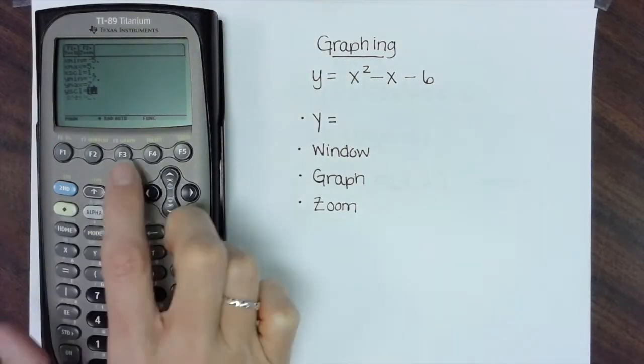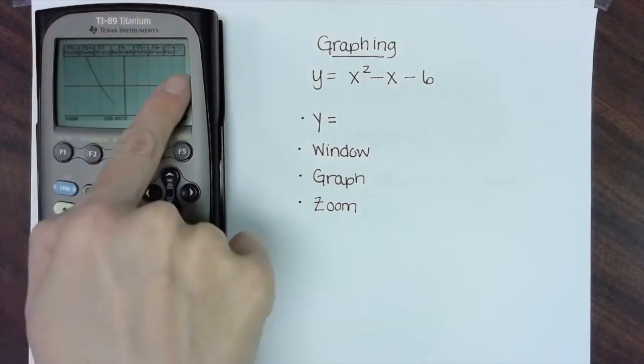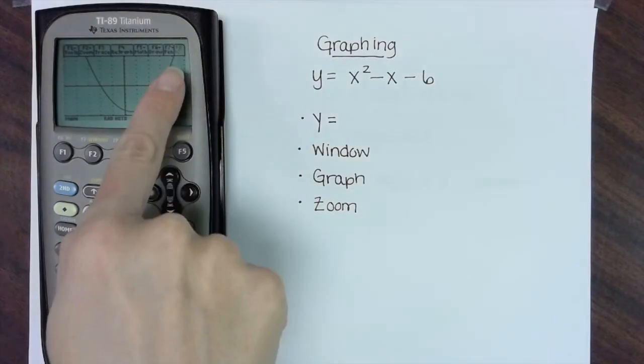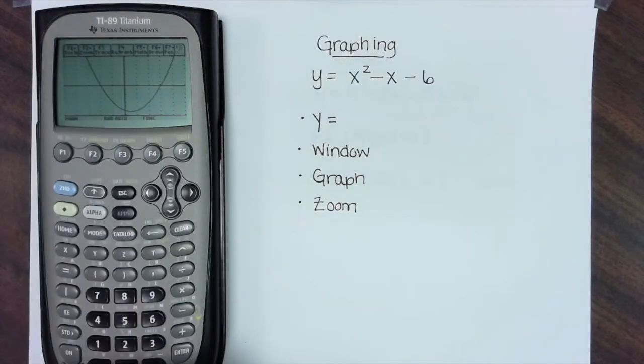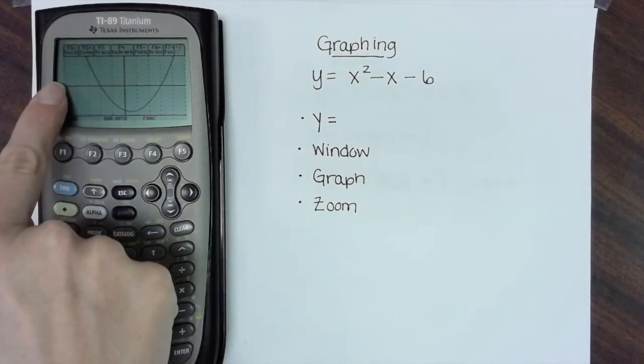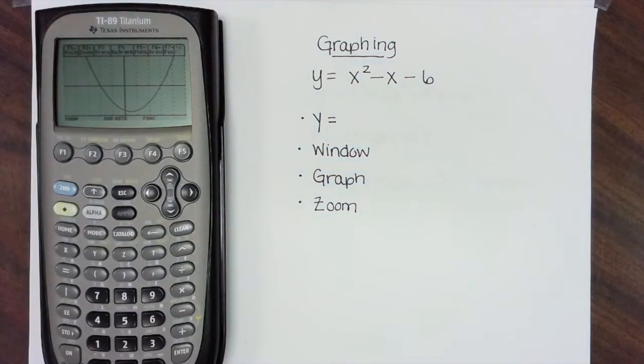So you hit diamond and F3 for graph. Now my screen has a bunch of dots on it. If you have them, great. If you don't, that's fine also. But from there, you can now see that that parabola is graphed perfectly for you. And this is -5 to +5, -7 to +7.